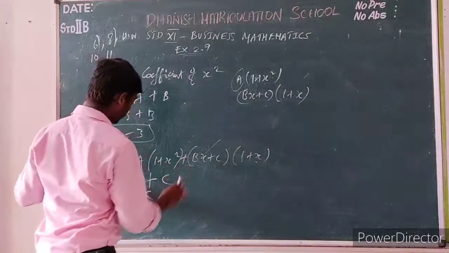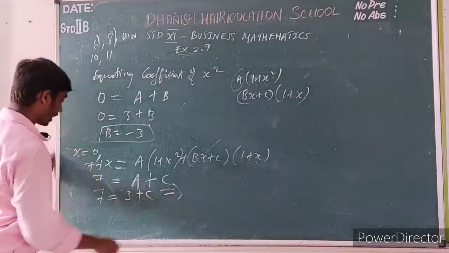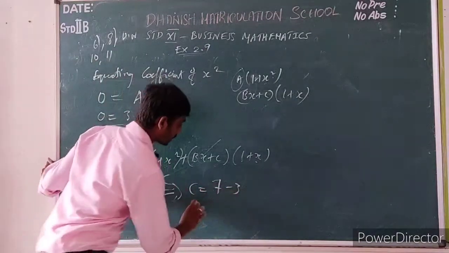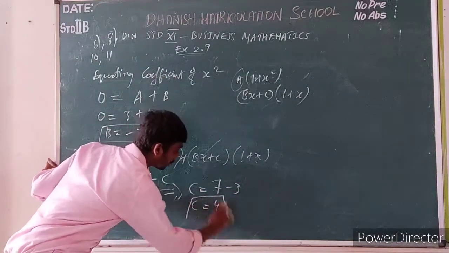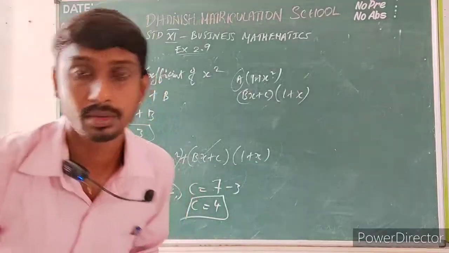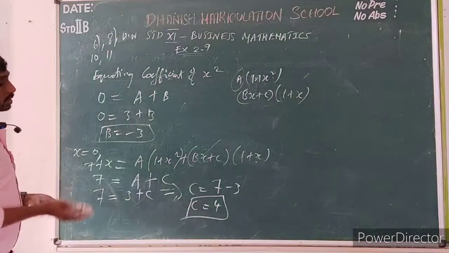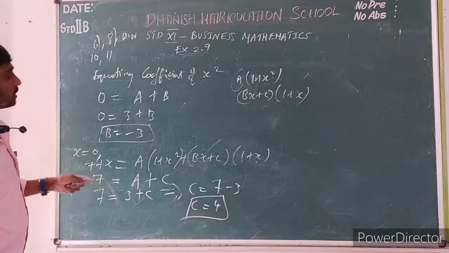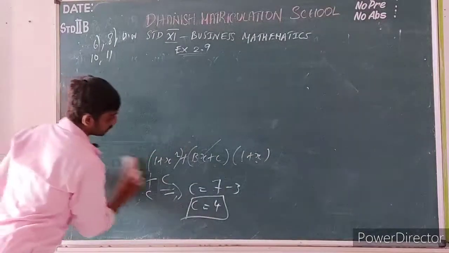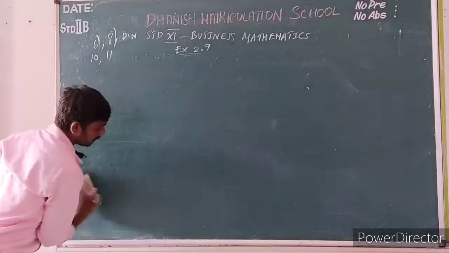Then write like this: c is equal to 7 minus 3, c is equal to 4. What is the value for c? That is 4. Here we have found the a, b, c values. Now we are going to substitute the a, b, c values into the equation.